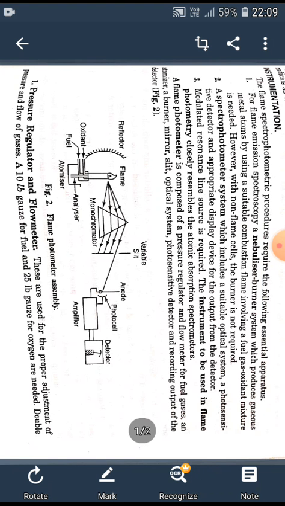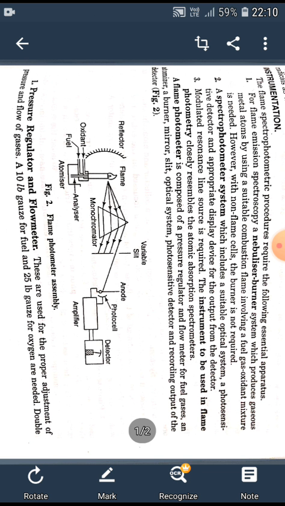It is composed of a pressure regulator and flow meter for fuel gases, an atomizer, a burner, mirror, slit, optical system, photosensitive detector, and recording output. We will see each and every part of the flame photometer one by one. Pressure regulator and flow meter. These are used for the proper adjustment of pressure and flow of gases.